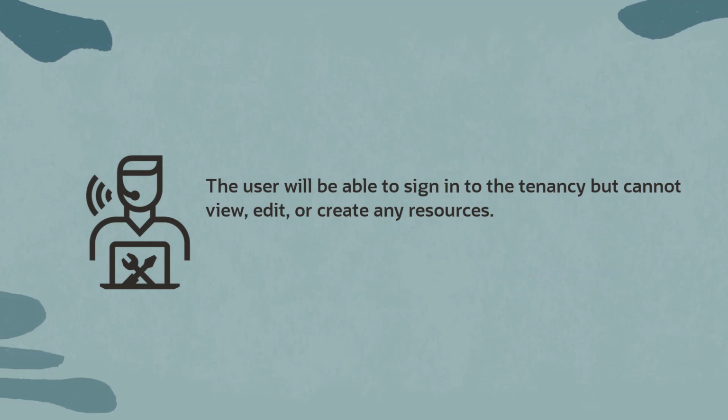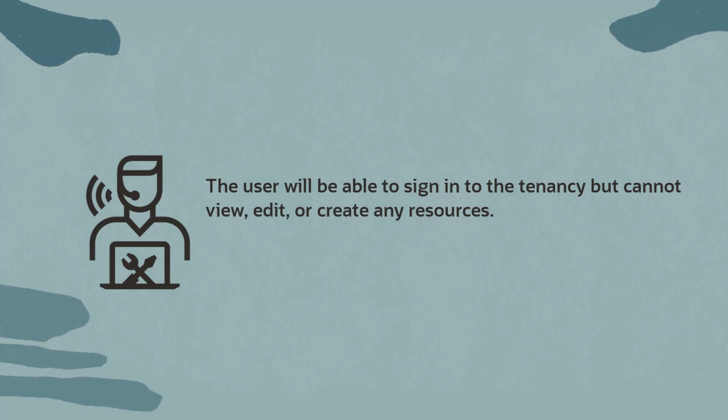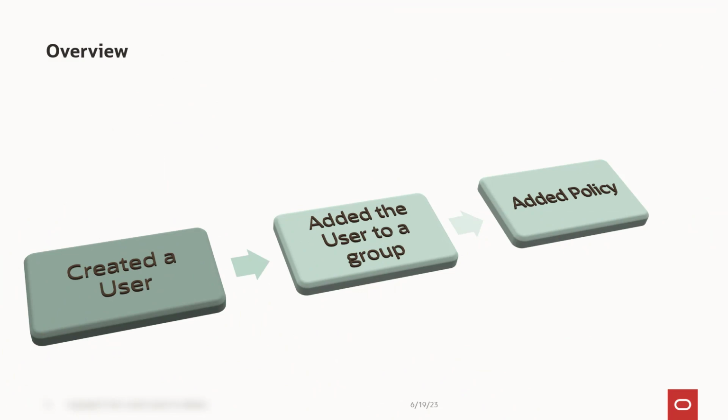Please note that the user will still be able to sign into the tenancy but will not be able to view, create or edit any resources within the tenancy. To demonstrate this, I have created a demo user and named it YouTube. I have added the user to a group named YouTube group and assigned a policy for the users in this group to manage all resources in compartment sart mesh. To know more about working with IAM users, groups and policies, check out our public documentation provided in the description section.